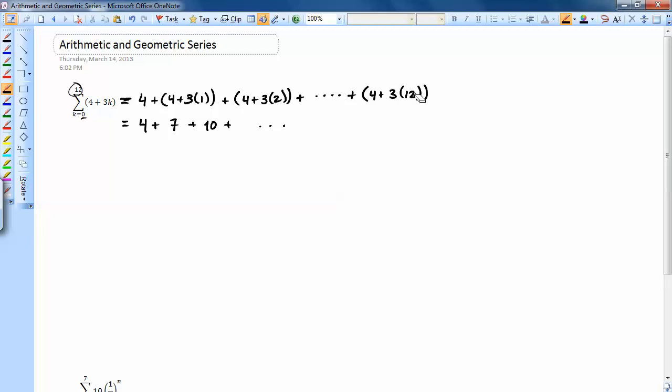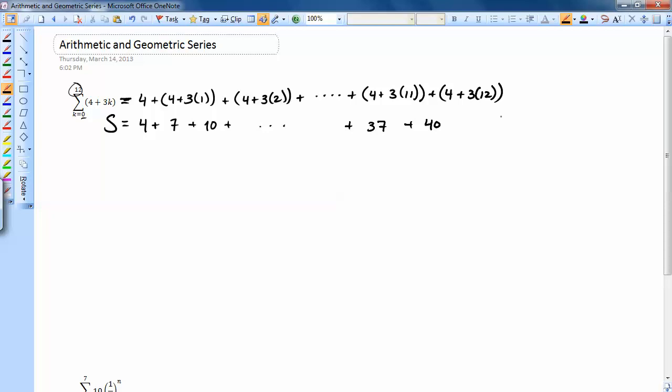In fact, let me do this. I'll even include the 11th term here just so we have it, and then the 12th term, because that'll actually make this a little easier to see. So this will be 4 plus 33 will be 37, and then this one will be 36 plus 4, 40. Okay, so this is my sum right here. I'm going to call it S for my sum.